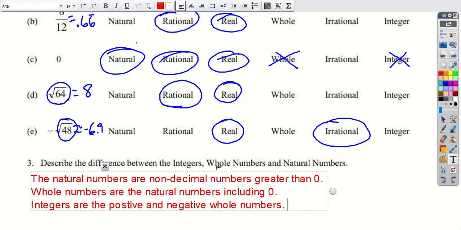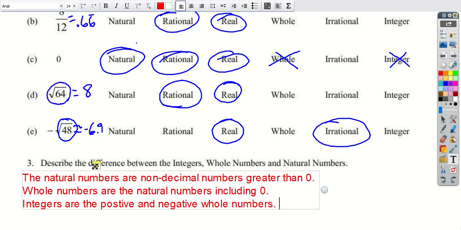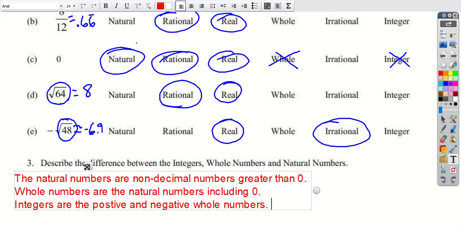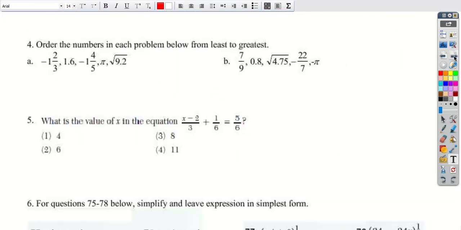If you want to define them like we did in class and say that the whole numbers are non-decimal numbers that are greater than or equal to 0, you can do that. Integers are non-decimal positive and negative numbers, including 0. We could do that as well.